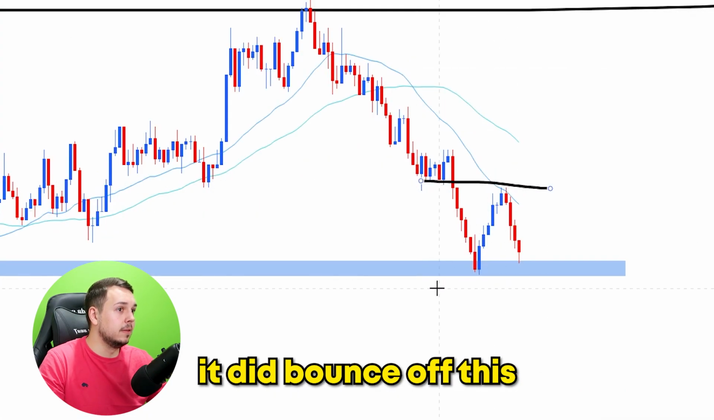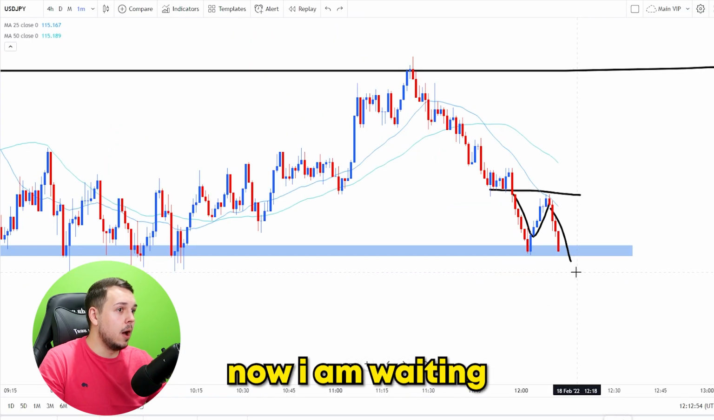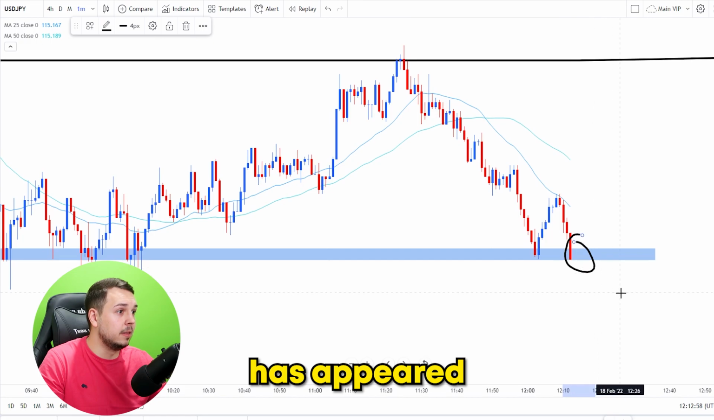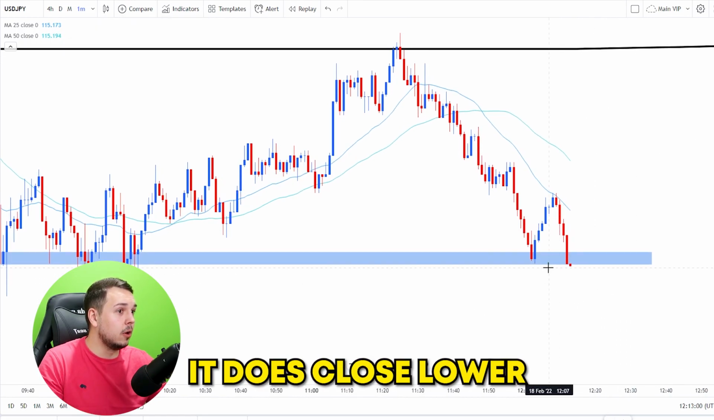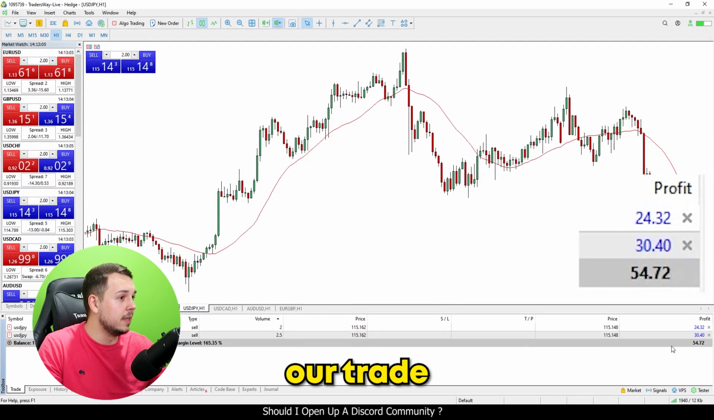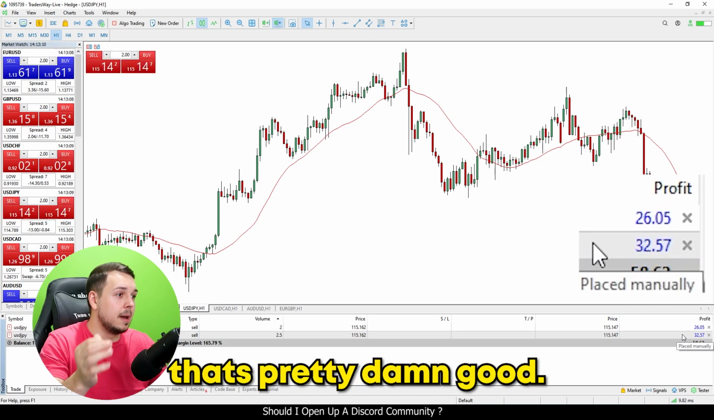It did bounce off this area zone. As you can see, a push exhaustion push scenario. Now waiting for a nice push, and as you can see, a nice candlestick has appeared. Hopefully it closes lower. There we go. It's pushing towards the downside. We can close off our trade. $54 in profit. Not too big, however, that's pretty damn good.